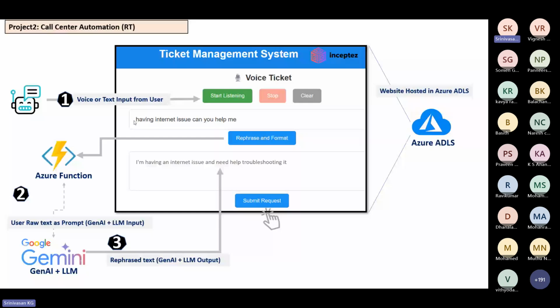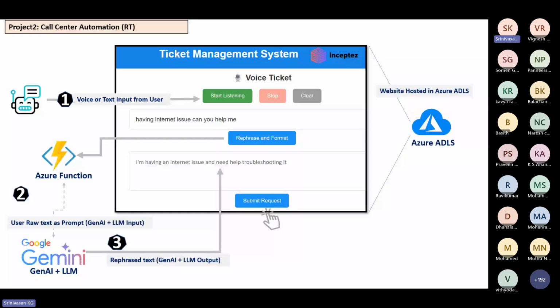As such, we are not able to submit because we need to format the content, since whatever we speak is not properly written text. So we have a button called rephrase and format. When clicking the button, whatever text we have, the whole description, we send to the Azure function, and then we call this Gemini API. We have defined the prompt saying this is the customer description about the issue, so please format it and correct the grammar and then give the output.